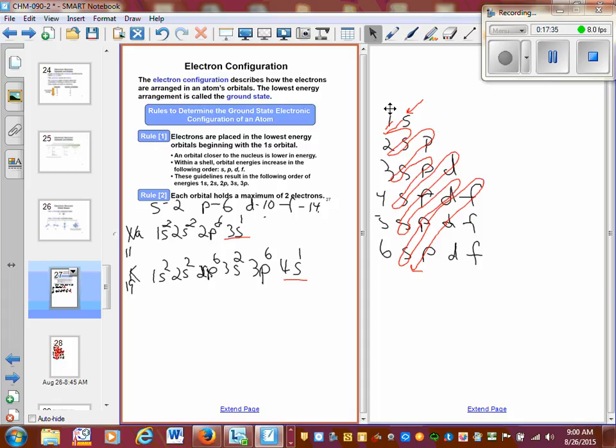There are a couple exceptions. We're not going to get into them because it has to do with a lot of really close calls. Like chromium's exception, copper's an exception. I'm not going to bother explaining why. So what are the 1A through 8A called? All of those are the main group. The rest are transition and intertransition. Okay?